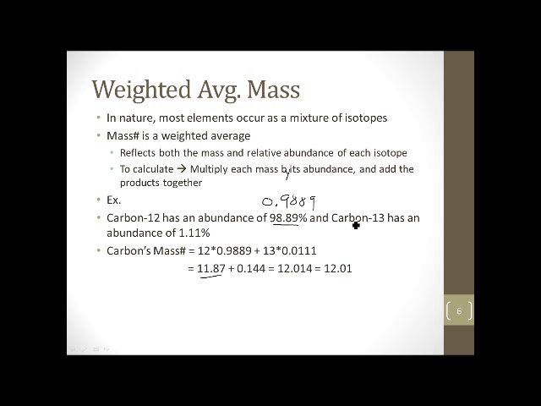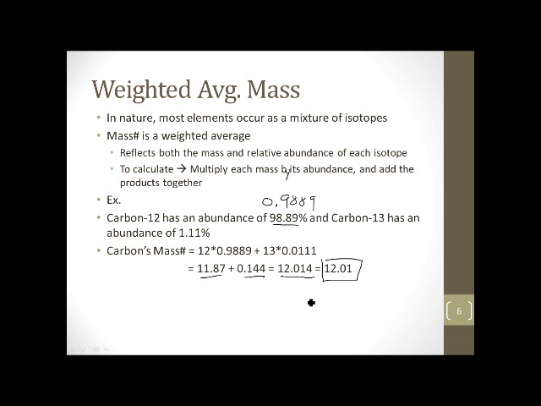We take the 13 of carbon 13 and multiply it times 0.0111, and once we calculate for significant figures, we get 0.114. We add those together, we get 12.014, which, since this number here is only 2 after the decimal, we're only allowed 2 after the decimal in our answer, and we get 12.01. So carbon's weighted average mass is 12.01. And don't worry, we're going to be practicing a bunch of these in class.